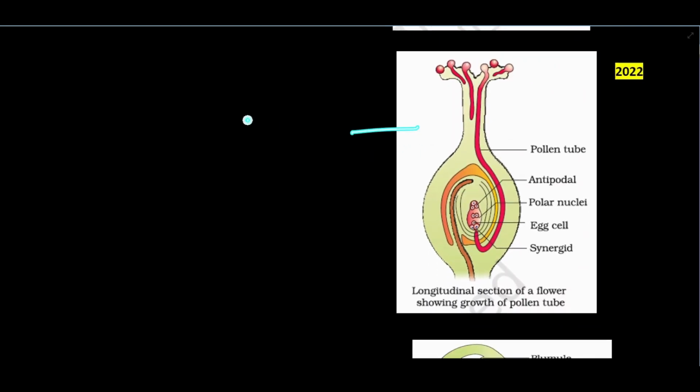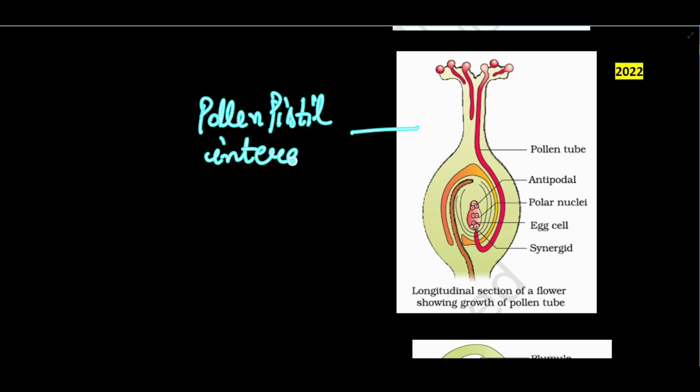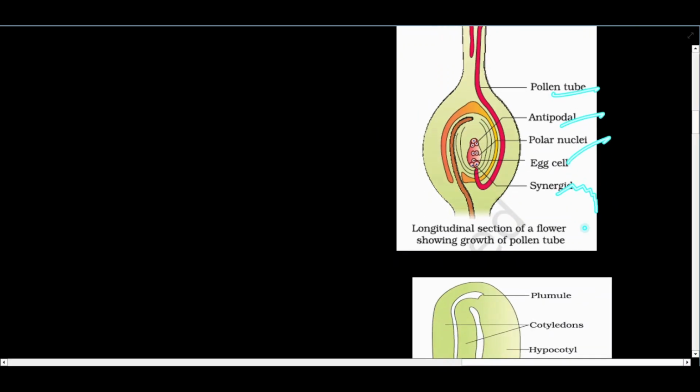The next diagram will be the pollen pistil interaction. This diagram has been asked in 2022. In 2022 you had a 2 mark question in section B on the fate of the pollen tube in fertilization. You all should know this diagram, and each and every part is also very important.